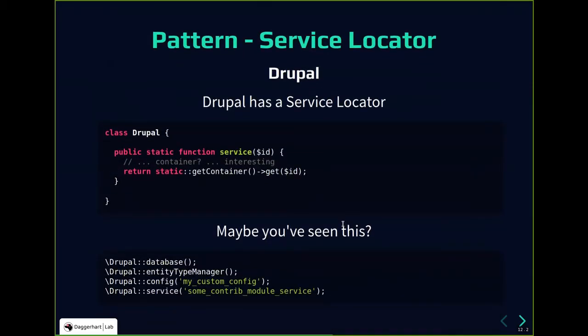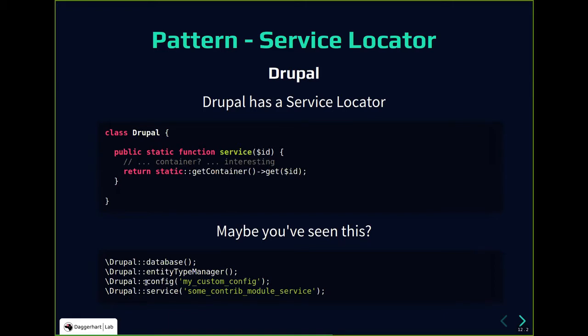So Drupal has a service locator. There is a class in Drupal called Drupal, and it has a static function on it called service that you can pass an ID in, or the service name, if you will. And what it does is it goes and gets this other thing it calls a container, and then just runs that container's get method, passing your ID right along. So if you've ever seen this type of code in a code base, in a custom module or contrib, or Drupal core has this written all over the place, this is making use of the Drupal service locator.